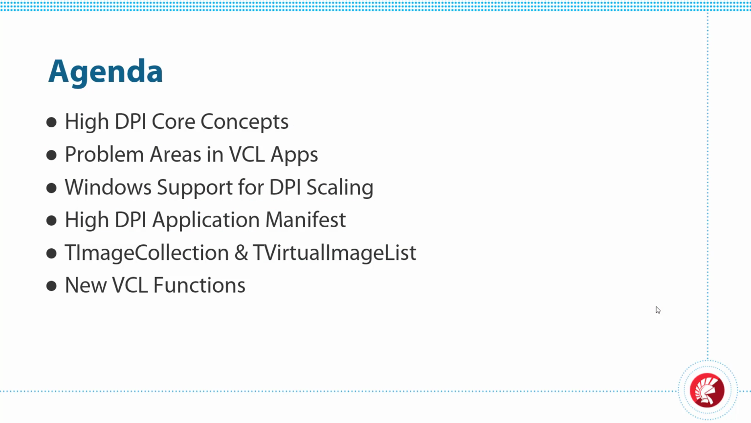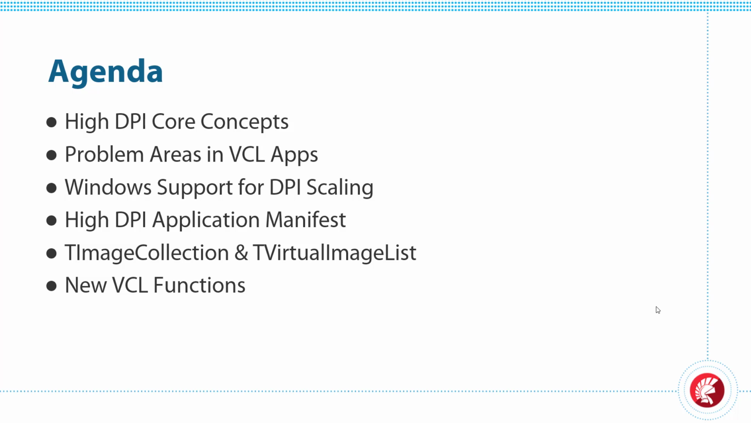But before we get into the details of all of that, we need to really get a foundation of just what it means for high DPI support. What are the core concepts? What do we need to look at? What are the concerns that we have? What are the problem areas that we will run into in our VCL applications?